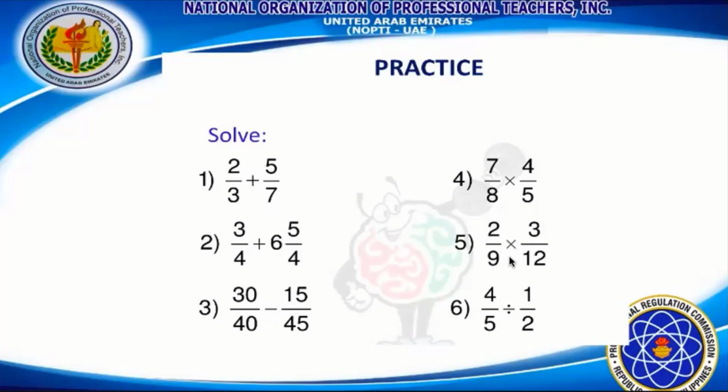12 times 9 is... Ano ang 12 times 9? 108. Okay. So, 6 divided by 108 is 1 over 18. Kagaling nila. Oh, number 6.